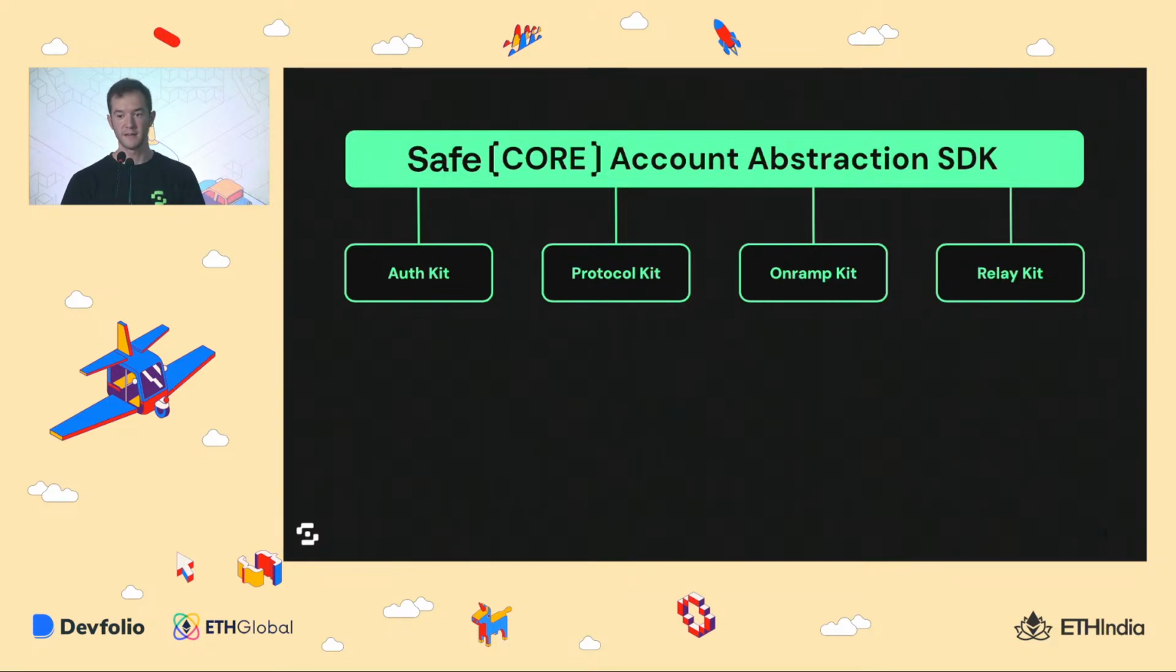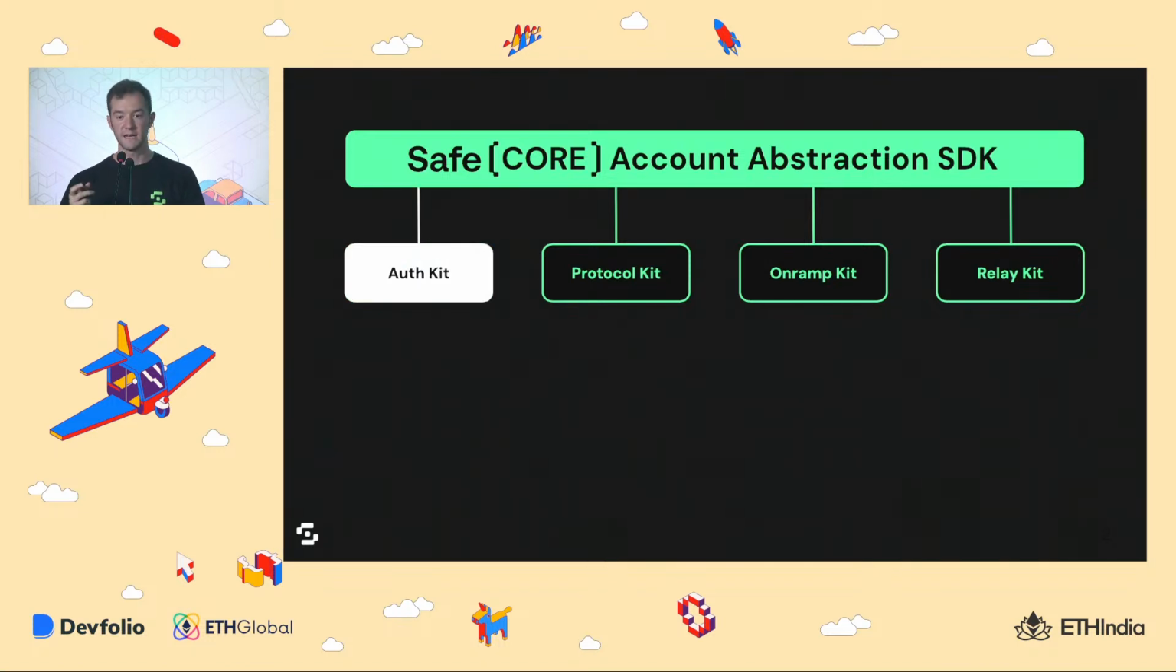So the auth kit allows users, via their social login, to create an externally owned account. The protocol kit exposes the Safe functionality, if you want to deploy a Safe, or execute a Safe transaction, all that kind of task. The on-ramp kit allows you to fund a Safe account with fiat and transform that into crypto. And the relay kit will allow executing transactions without the signers of the Safe needing to have gas to execute them. A relay can execute that for them.